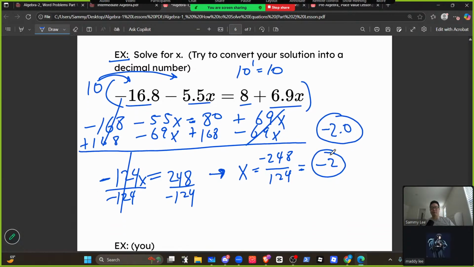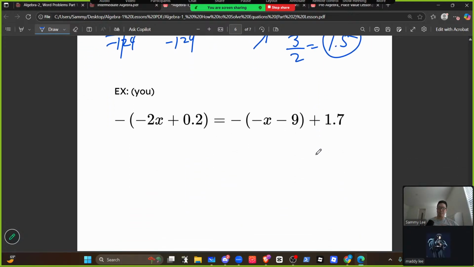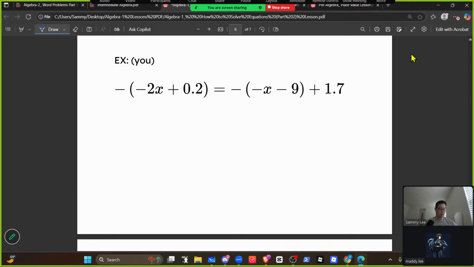There are going to be situations where you get an answer like a fraction, and usually they're going to want you to convert that fraction into decimal form. You would do that by actually doing the division. If you have something like 3 over 2, as a decimal that's 1.5, and you would write it that way. It's not always required, but some teachers want you to do that. So this example is for you, and let me know when you're done.